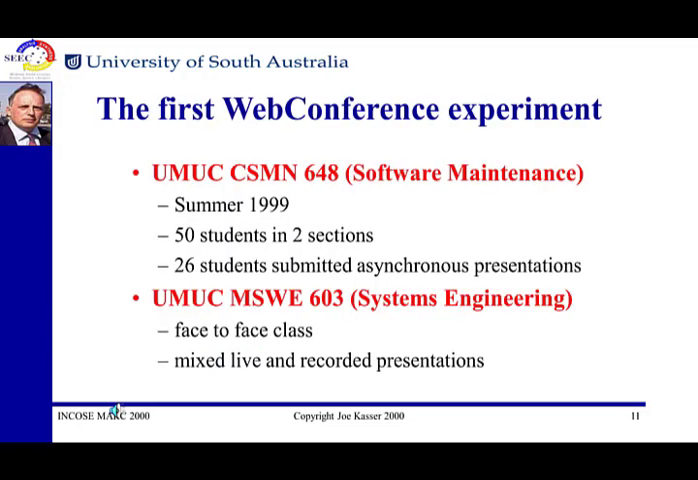The first use of the WebConference took place that summer in my classes at UMUC. In CSMN 648, the software maintenance class, there were 50 students in 2 sections, and 26 students submitted asynchronous presentations. So it's not all that difficult to do, especially as the summer class was a condensed class, and the class had 2 sessions a week instead of the regular fall and spring semester of 1 session a week. I also used the technology in my systems engineering class.